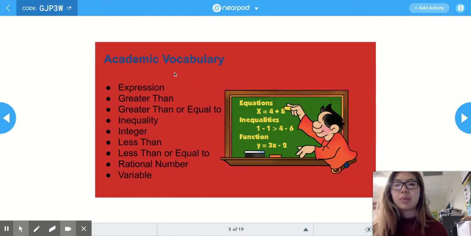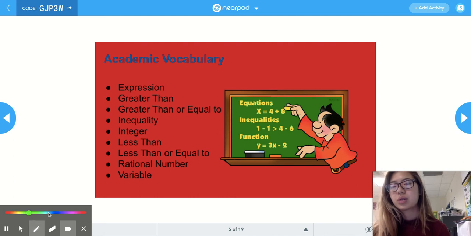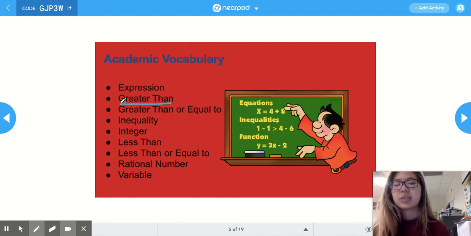Some academic vocabulary words that we didn't go over yesterday were the words greater than, and the inequality symbol for greater than is going to be this symbol right here. Greater than or equal to is going to be that symbol with a line underneath. An inequality has any inequality symbol, so it's either these two symbols right here, or it's going to be the less than symbol, or the less than or equal to symbol.